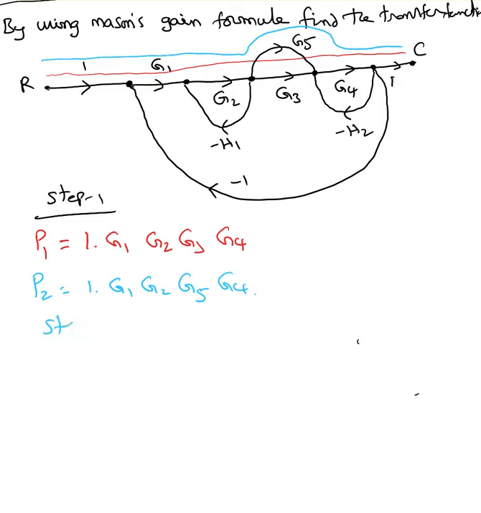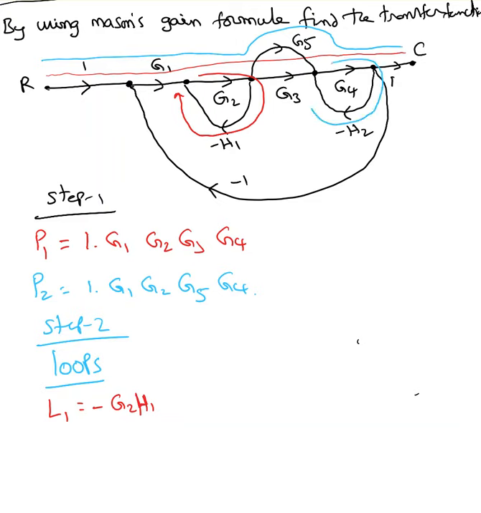Now step 2, loops. How many loops are there? Let me see. Here is loop 1. You can clearly see that's loop 1. A loop is nothing but the starting and ending node being the same. So L1 equals minus Z2 H1. Loop 2, here I can see loop 2. That is my loop 2. L2 equals minus Z4 H2.